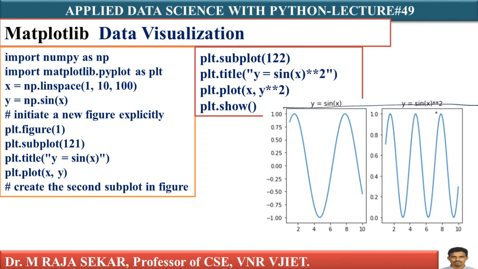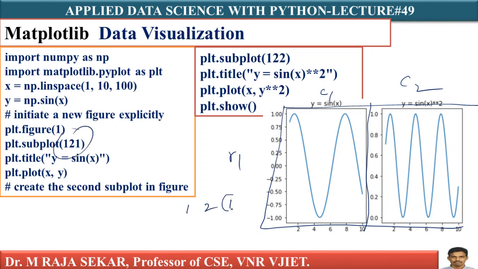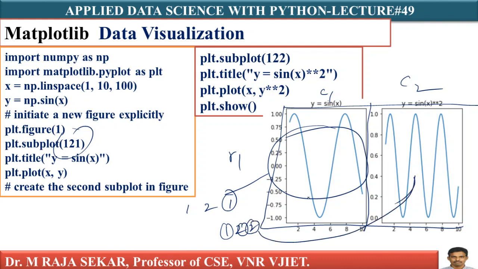It is as simple as that. How many rows? There is only one row. How many columns? There are two columns. This is column 1, this is column 2, and this is row 1. What is the first one? 1, 2, 1: one row, two columns, figure 1. And 1, 2, 2: one row, two columns, figure 2.